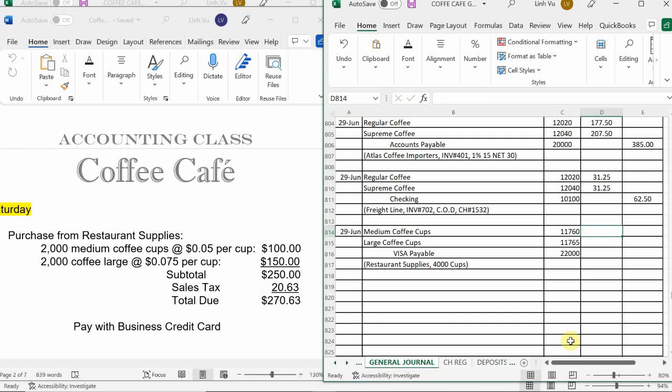Not just 100. What are you going to do with the tax? 108.25. It's going to be the same exact transaction as before. Oh, I went over. It's actually supposed to be 162.38. And 108.25 to give us a total of 270.63.